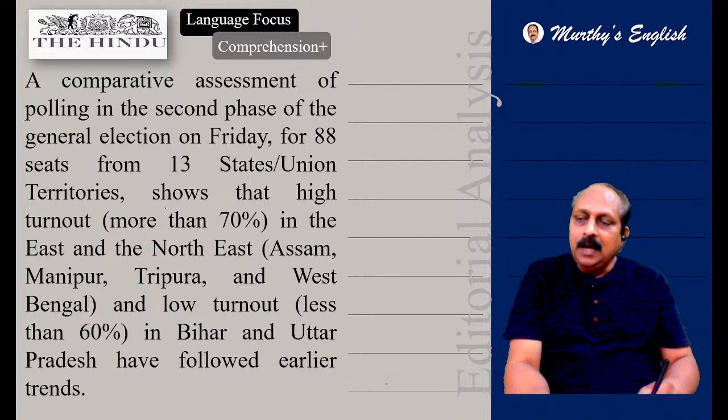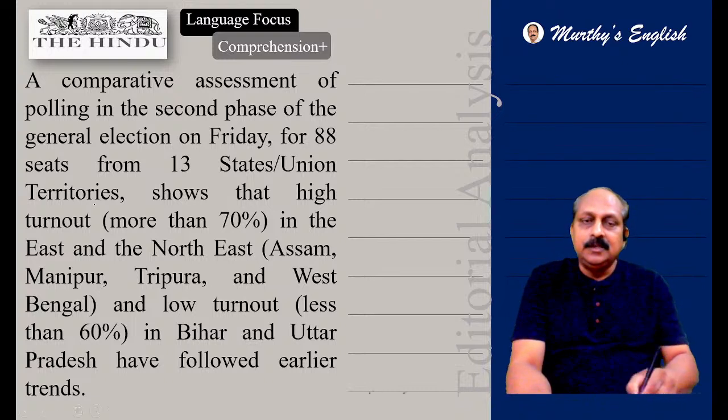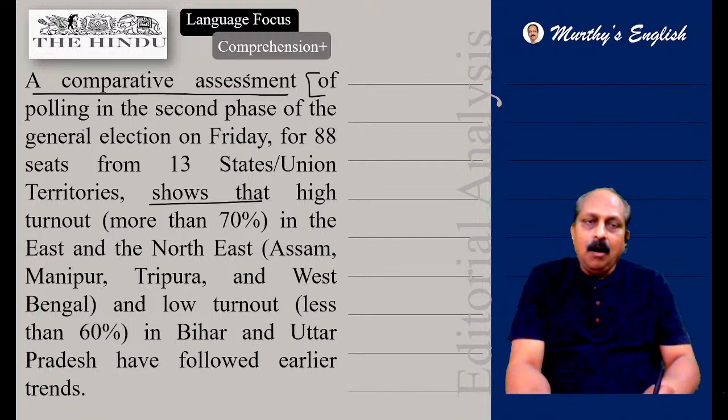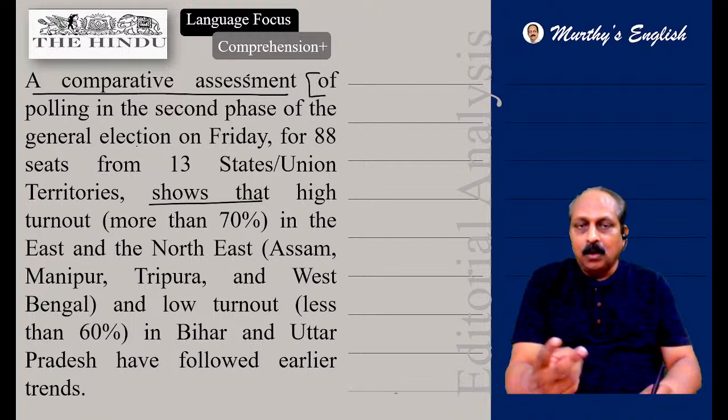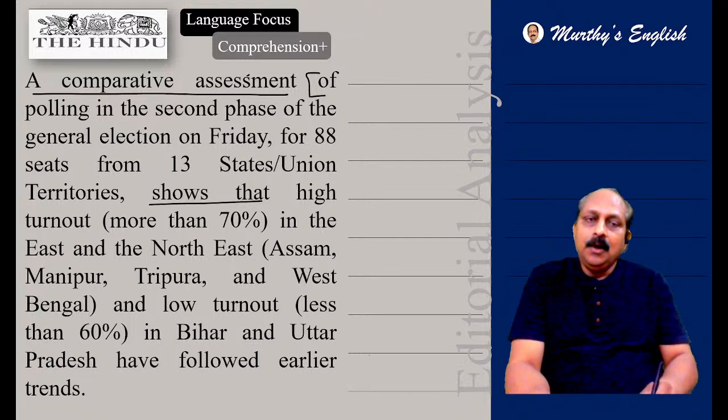Reasons are quite obvious. I have already done a few editorials. A comparative assessment of polling in the second phase of the general election on Friday for 88 seats from 13 states and union territories shows that... See what happens here. A comparative assessment is the subject. After that, you have a phrase, of polling in the second phase of the, not one, two, or three phrases, general election on Friday for 88 seats from 13 states and union territories.